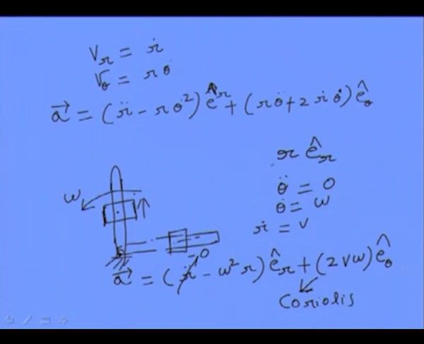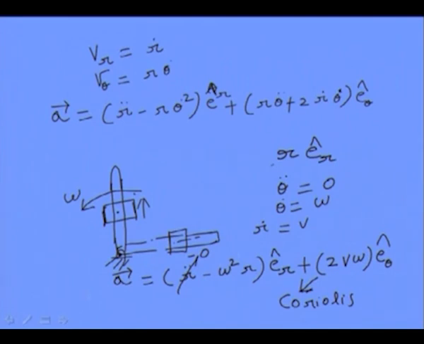So when a block slides on a rotating link, we get another component of the acceleration, that is called the Coriolis component, and its magnitude is given by 2V times omega, where omega is the angular speed of the link. This comes due to sliding. If V is equal to 0, then this component will not be present.